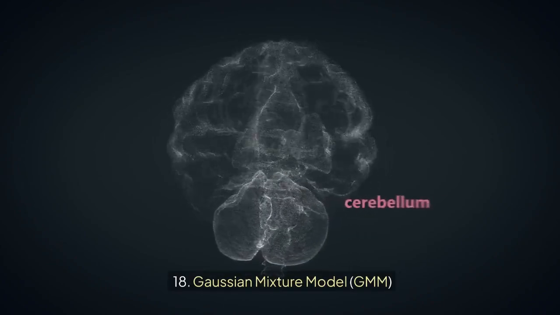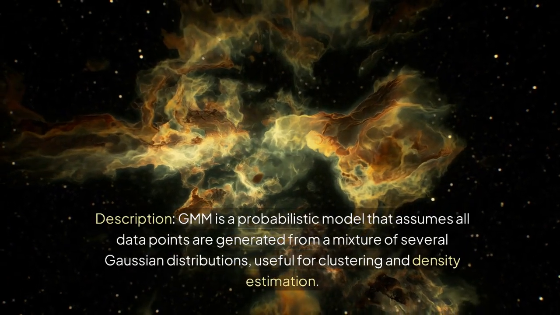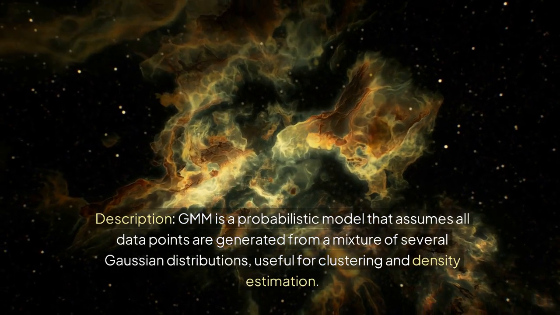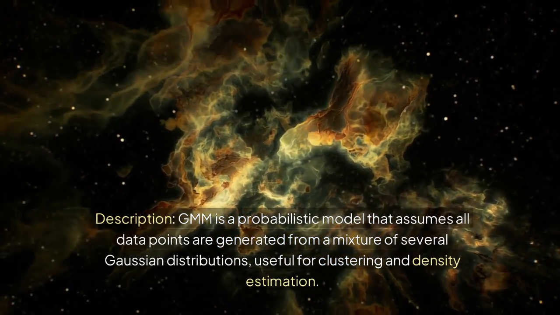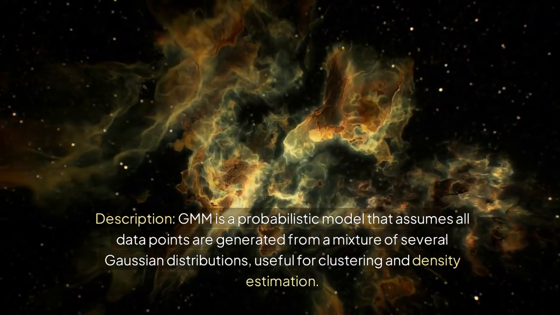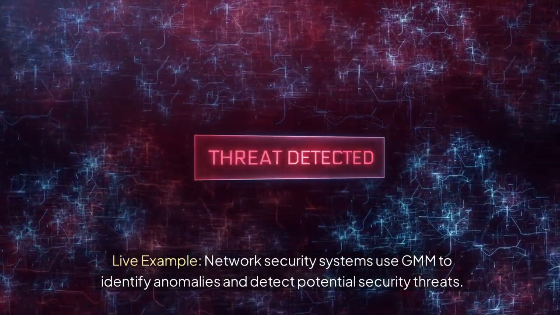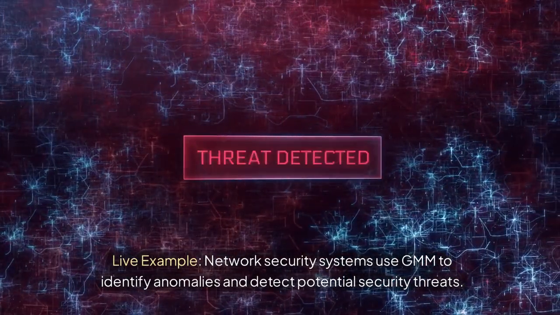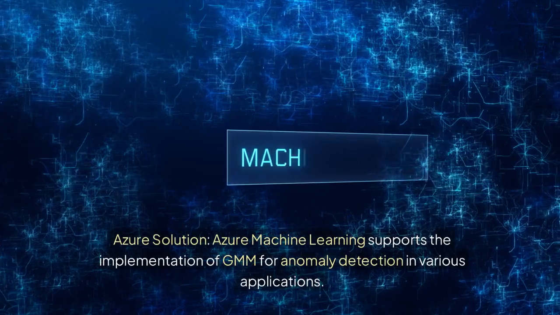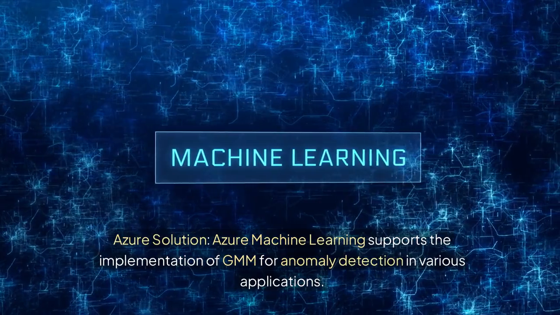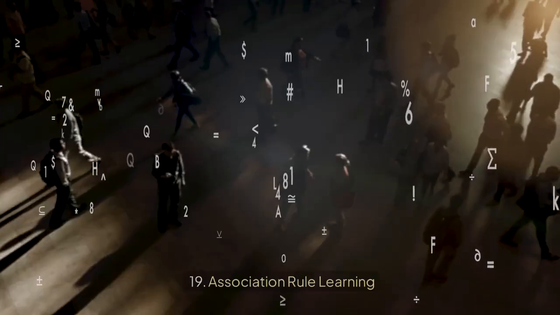18. Gaussian Mixture Model, GMM. Description: GMM is a probabilistic model that assumes all data points are generated from a mixture of several Gaussian distributions, useful for clustering and density estimation. Live example: Network security systems use GMM to identify anomalies and detect potential security threats. Azure solution: Azure Machine Learning supports the implementation of GMM for anomaly detection in various applications.